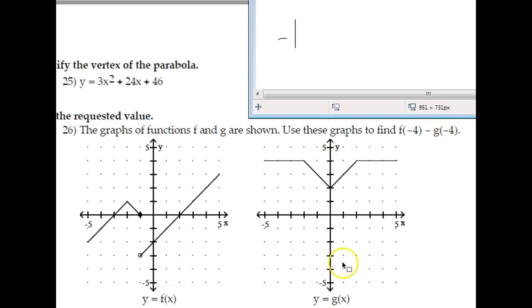And g of -4, we look at the g graph, and again we go to where x is -4, and look at what the g function is when x is -4, and it's up here at a +4. And so it says we want to subtract f of -4 minus g of -4. So we're doing -1 minus 4, and that gives us our result of -5.